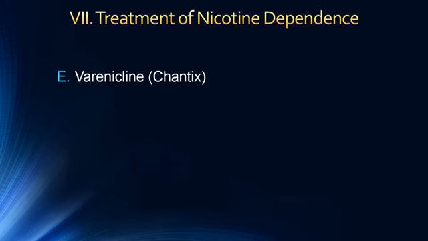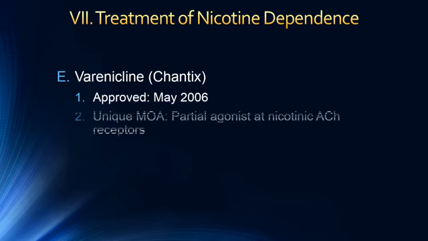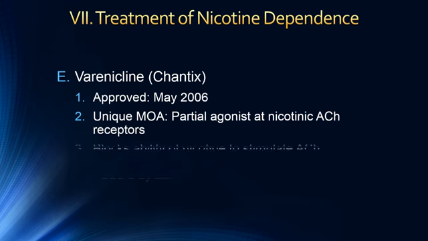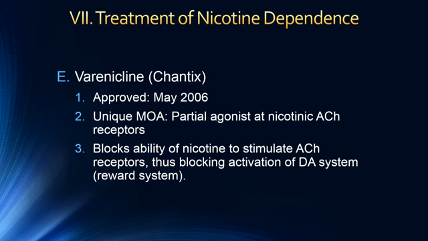Varenicline, or Chantix, was approved in 2006. It is a unique monoamine oxidase inhibitor and is a partial agonist at the nicotinic acetylcholine receptors. It blocks the ability of nicotine to stimulate the acetylcholine receptors, thus blocking activation of dopamine. Its elimination half-life is about 24 hours, which makes it almost perfect for taking once a day.